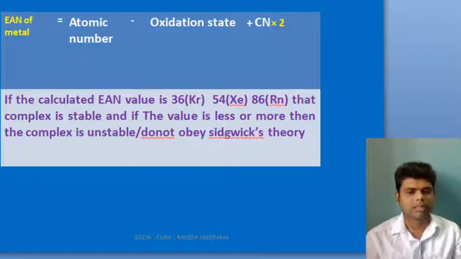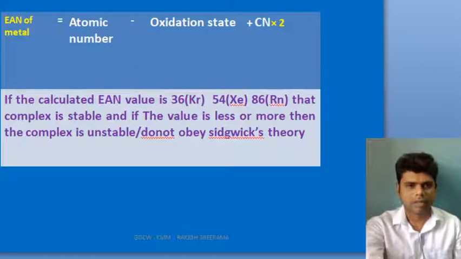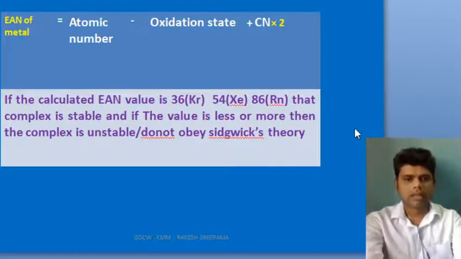So you may say some aspect of stability is answered here: if the central metal atom attains the effective atomic number of the nearest noble gas configuration, then it is stable, and if it does not attain that configuration, then it is not stable and not obeying Sidgwick's theory. So that's EAN.